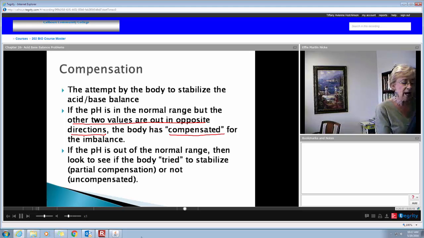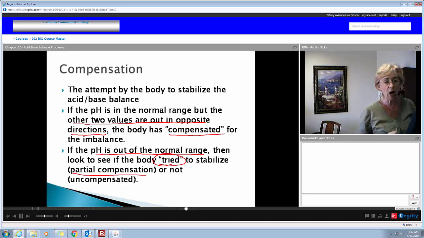Then if the pH is out of the normal range, then you look to see whether the body tried to stabilize, which in biology we call partial compensation, or whether the body didn't try to stabilize that. In that case, we call it uncompensated.